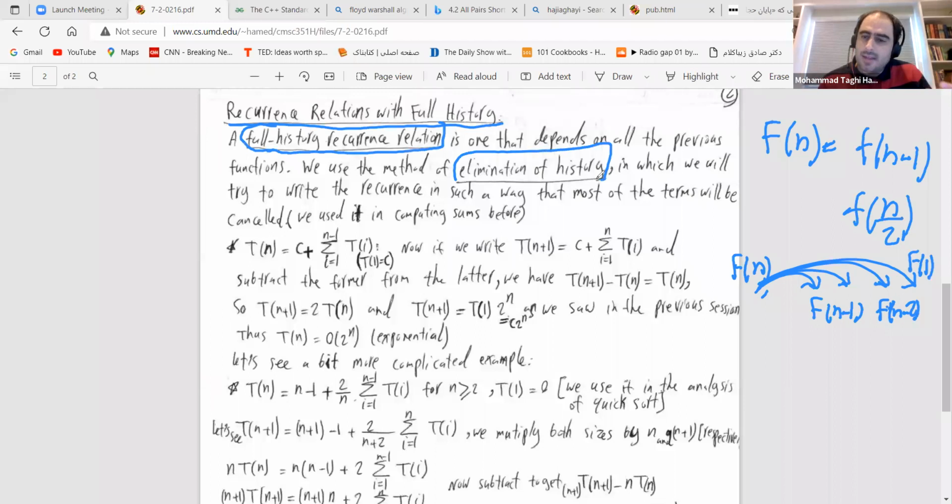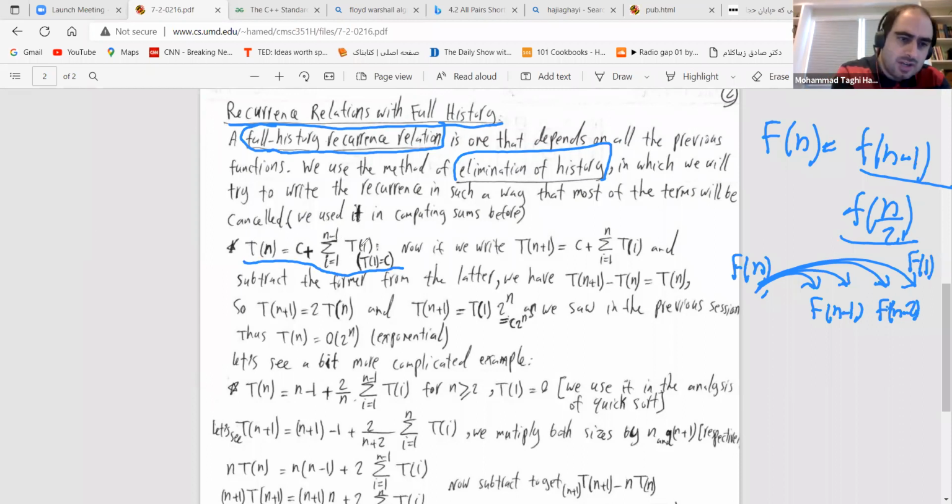The idea is that we try to eliminate the history, and we get formulas which are more like these types of forms that we have some solution to solve. Let's see some examples. For example, if you have this simple formula, T of n is equal to C plus the sum over i equal to 1 to n minus 1 of T of i.